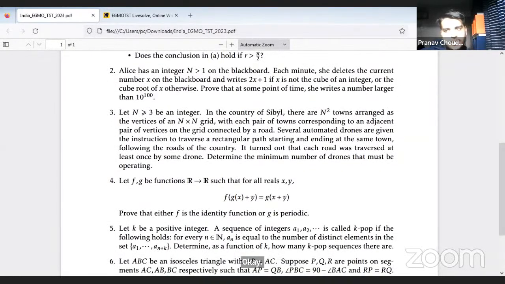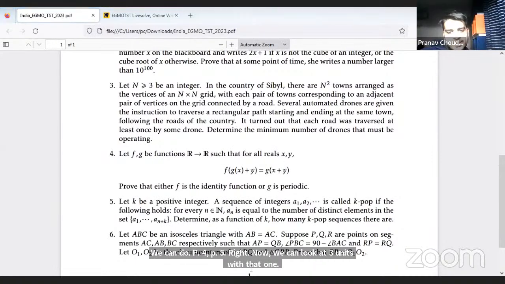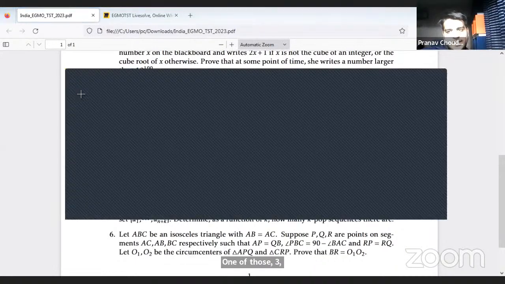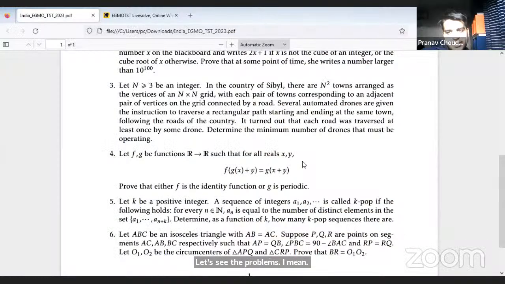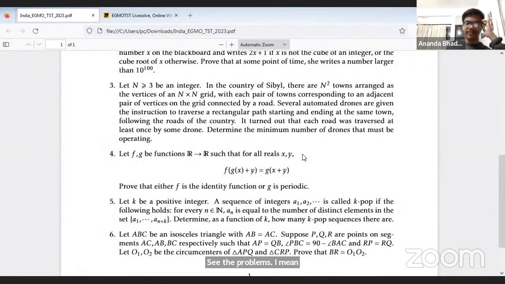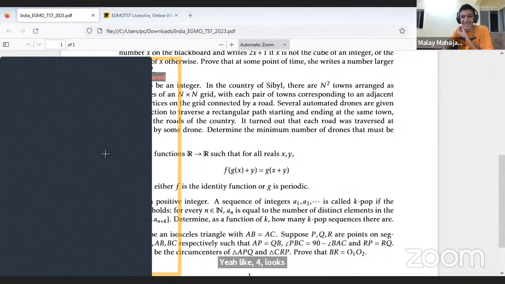And we can look at 3 and 6 later. Let's just try 3. You want to do 3? No, let's just see what the problems say. Okay, fine. Let's try 4 or 5. Yeah, 4 looks nicer. It's a functional equation.